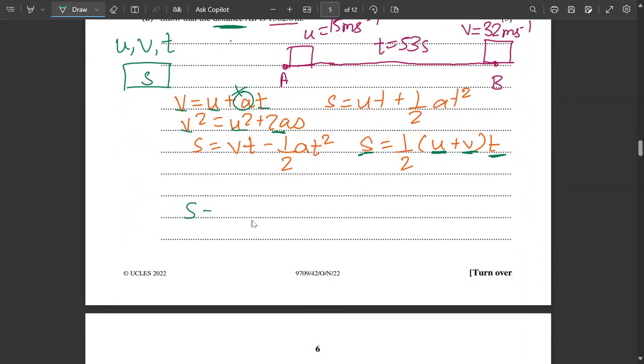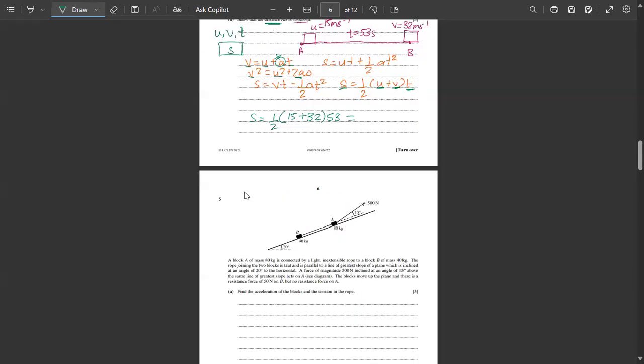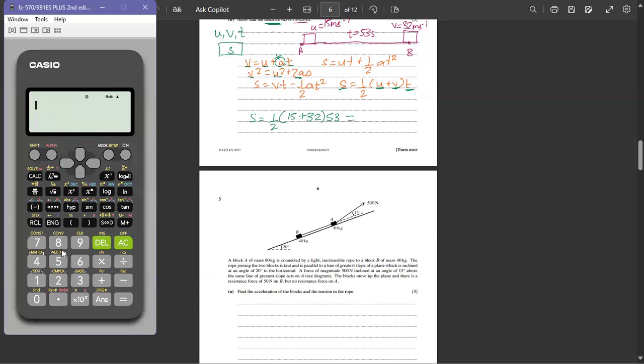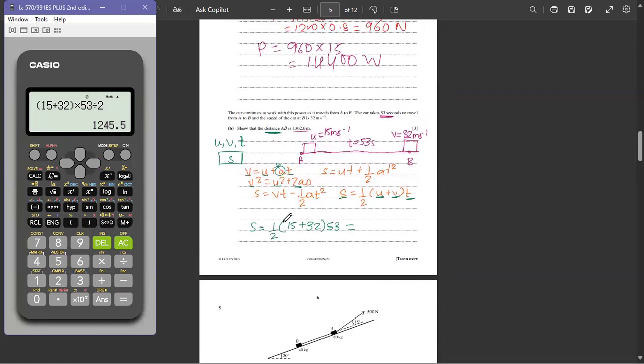So what we can do is s equals half. U will be 15, v will be 32. What is the time? 53. So here we can put this in the calculator. 15 plus 32, 53 upon 2. So here we have the answer 1245, but this is not matching.